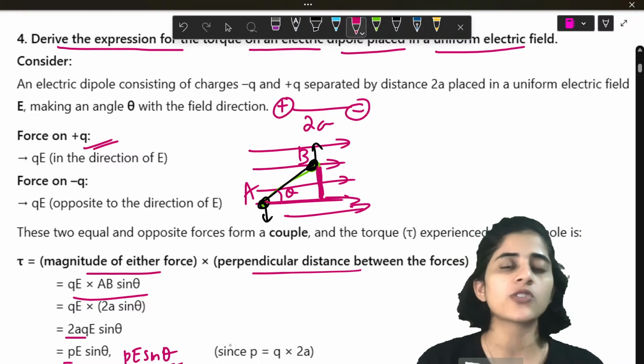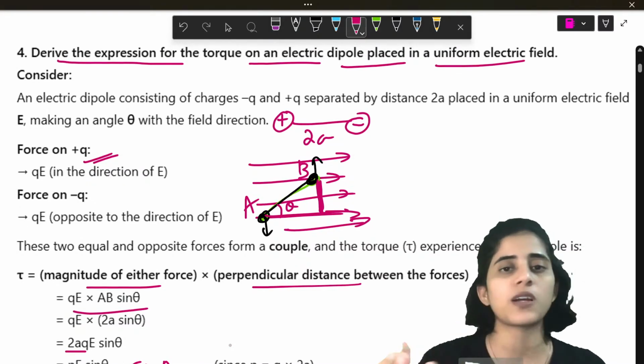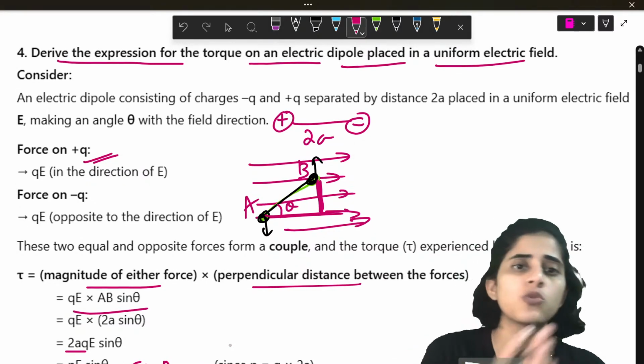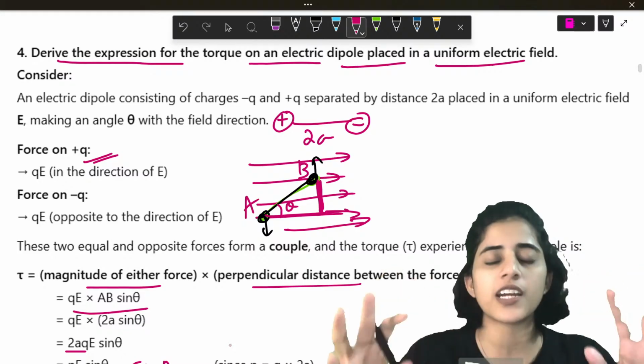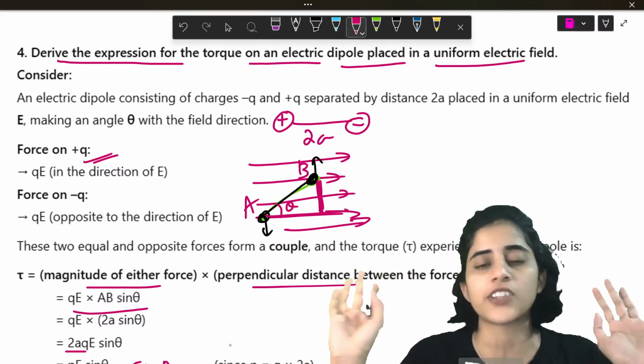Now to derive for the question, I'm wondering, ma'am, for 3 marks, should we do this much? The question is to derive the expression for torque on an electrical dipole.